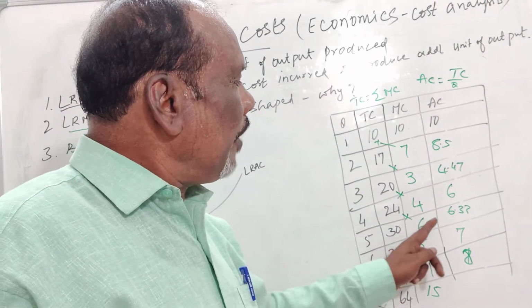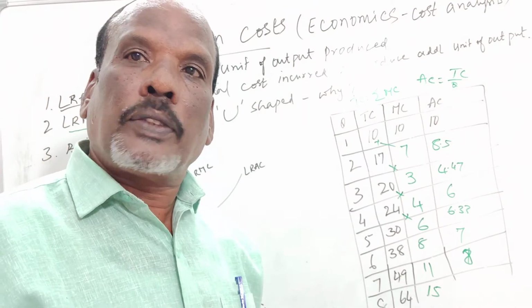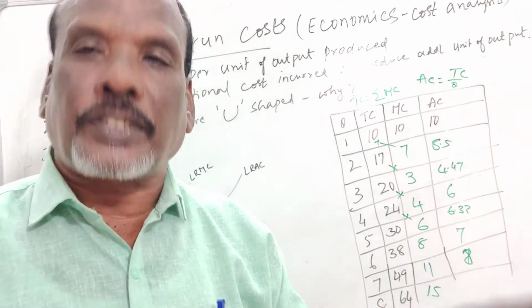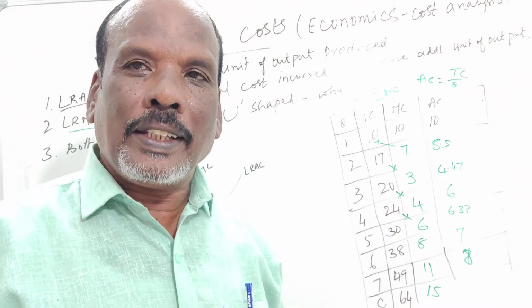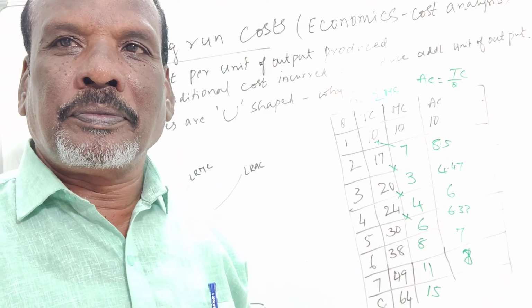And then when AC starts rising, MC starts rising very fast. That's why it lies above AC.